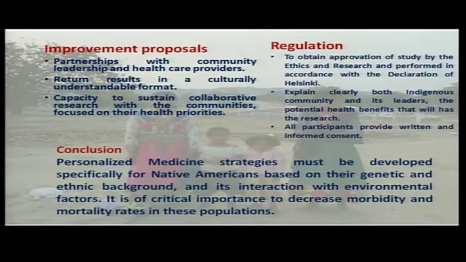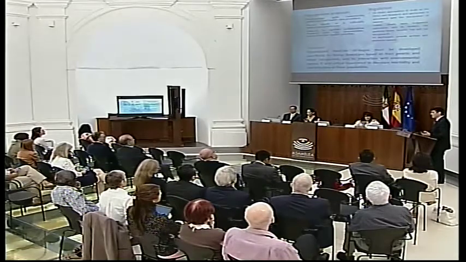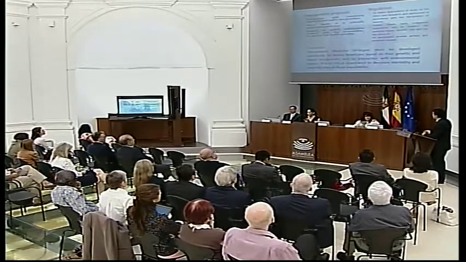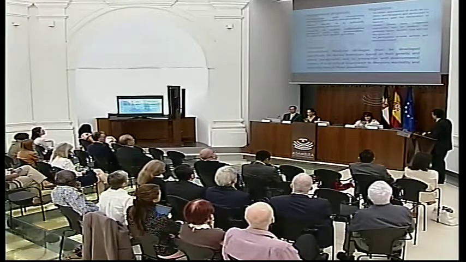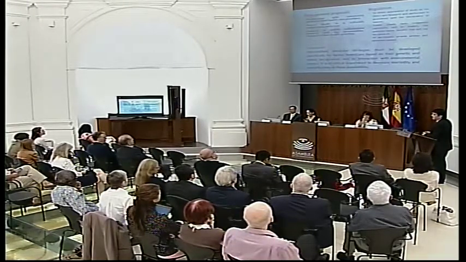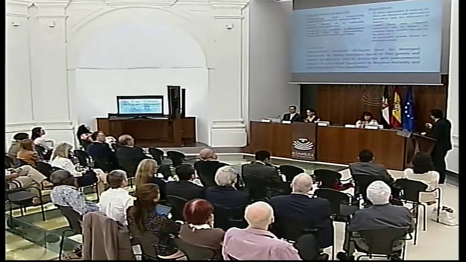Returning results in a culturally understandable format is important because communities need to understand what the results really mean and what they are for. Also the capacity to sustain collaborative research with the communities focused on their health priorities. We as researchers also need to listen to what the community is concerned about, to try to respond accordingly with our support.